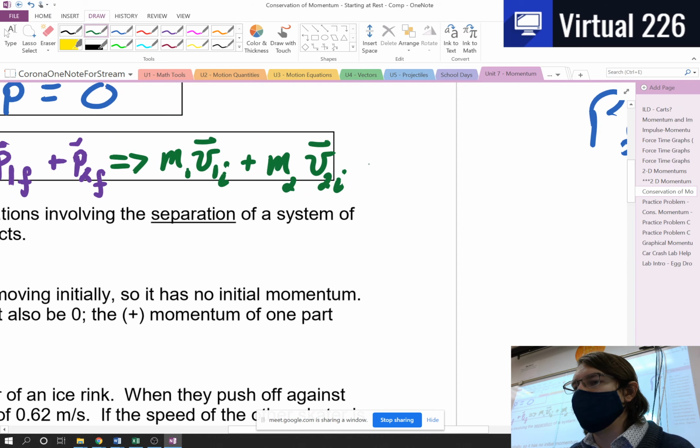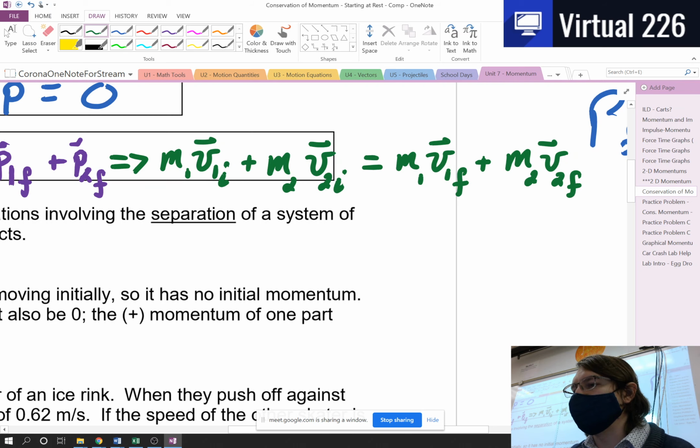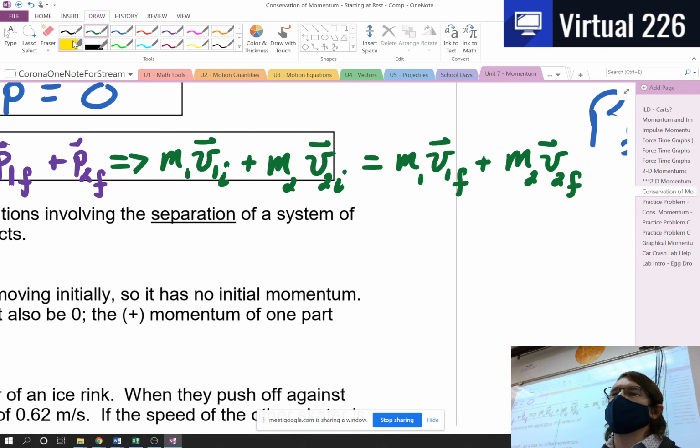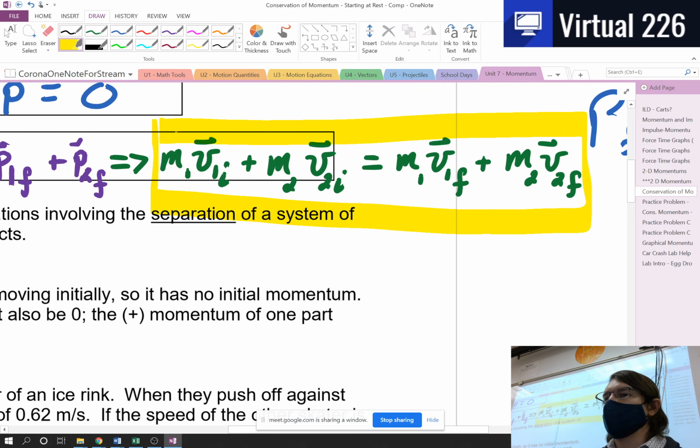And this would have to equal m1 v1f, that's the final momentum of the first object, and you see where we're going with this, plus m2 v2f, final momentum of the second object. This right here, we're going to be using that a lot. That is going to be the bulk of what we are doing.